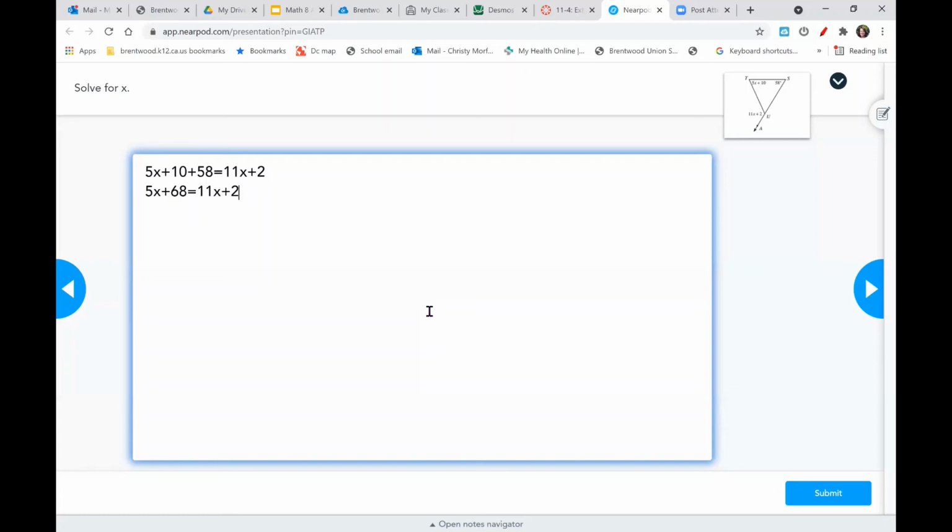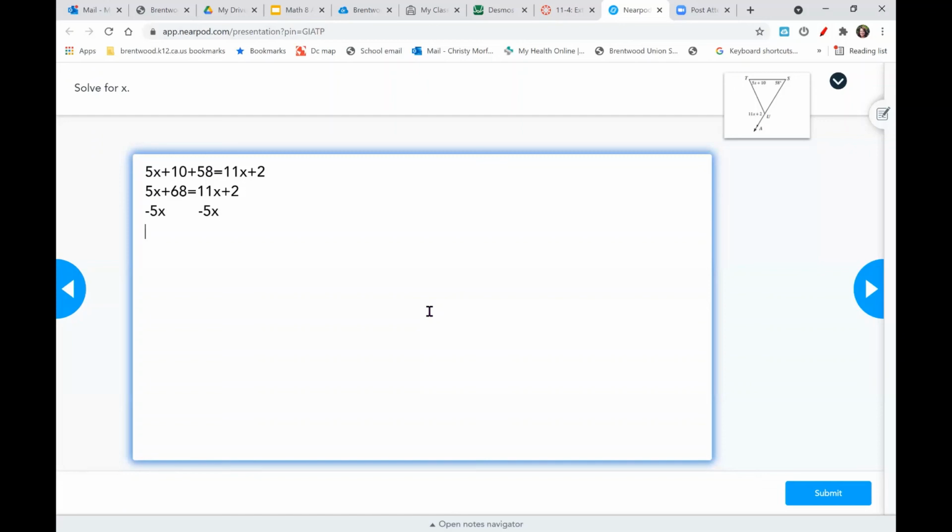Okay, now we need to get the variables on one side and the numbers on the other. There's lots of ways you could do this, but I've been showing you all year to always start with your smaller variable because then you'll have positive answers. So I'm going to take away 5x from 5x, and I'm going to take away 5x from 11x. And notice that I lined them up as best I could to show you that we're subtracting 5x from 5x and 5x from 11x.